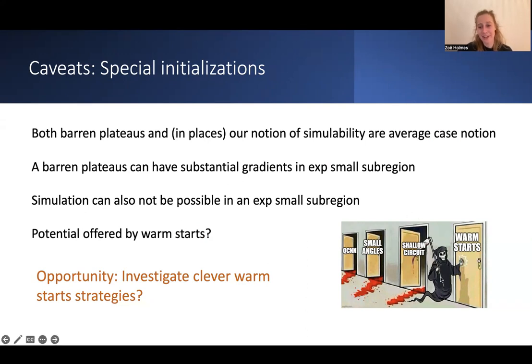This was actually a GIF that Marco made, a meme, suggesting that we're coming for warm starts next. So that's entirely true. I think we have both good and bad news when it comes to warm starts, and there's a lot more to investigate.